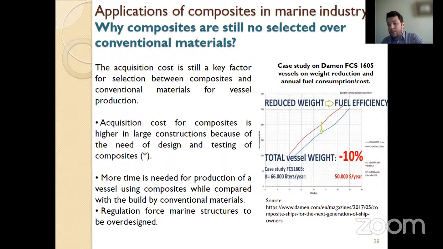Acquisition costs for composites are higher in large construction because of the need for design and testing of composites, and more time is needed for the production of a vessel using composites, compared with the build by conventional materials. Regulation also forces marine structures to be over-designed.